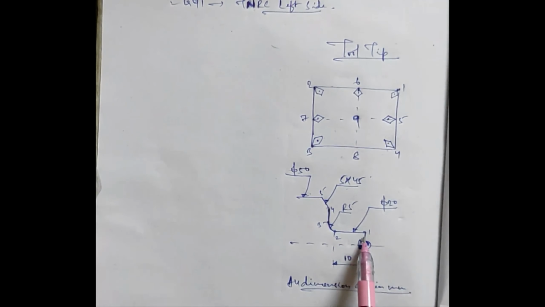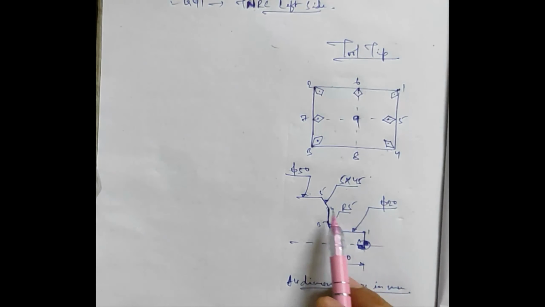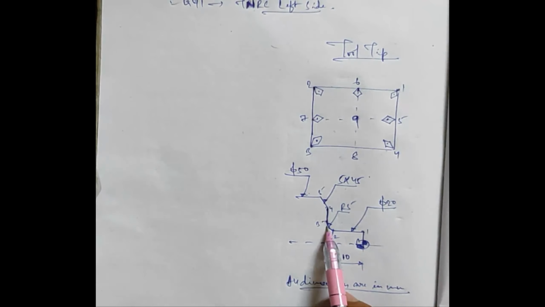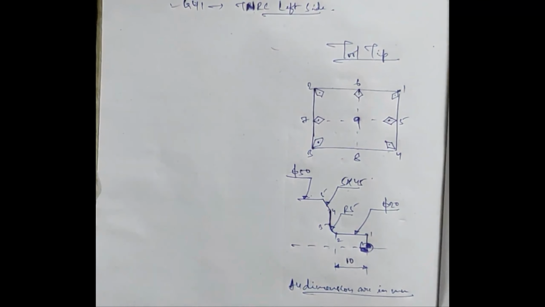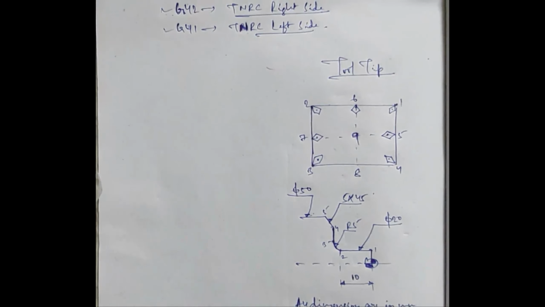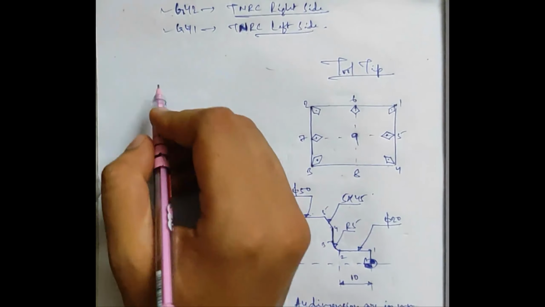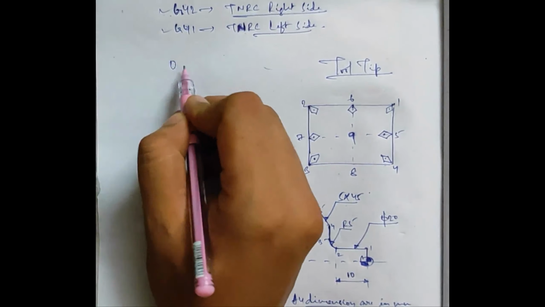So this is the profile. There is a chamfer and a fillet. Let's write a program for that by using G42. Let's begin the program. You know that we always start from the program number, so let's say 69.